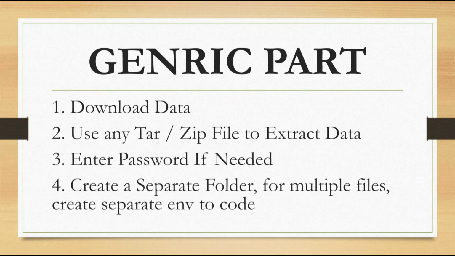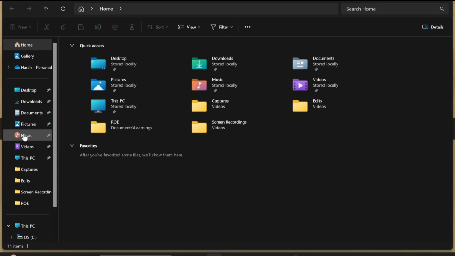Create a separate folder for multiple files. Create a separate env too, for code. Just one thing in these types of questions in the ROE, what I have seen from past times is that they give you a lot of files for one question and just a single file for another question, right? So let me show you what I did when I was doing this.